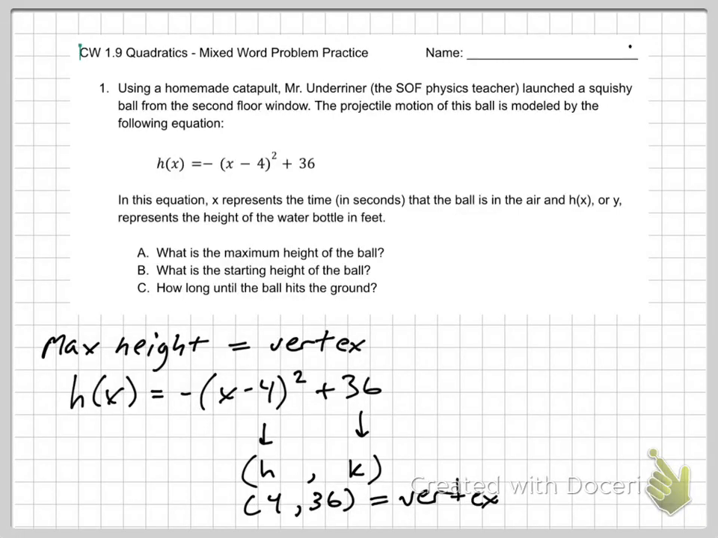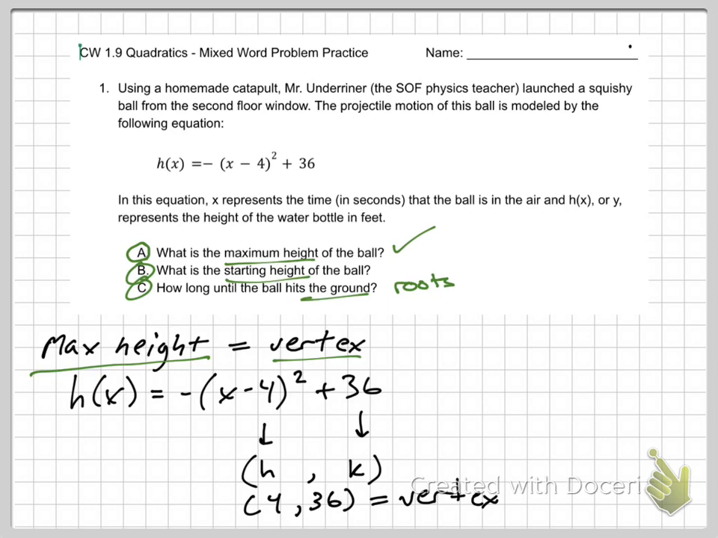So this is going to walk you through one word problem that deals with all of the landmark points: maximum height, starting height, and roots. We're going to start with maximum height. Maximum height is the same as the vertex. You should see that on the front page of your notes.